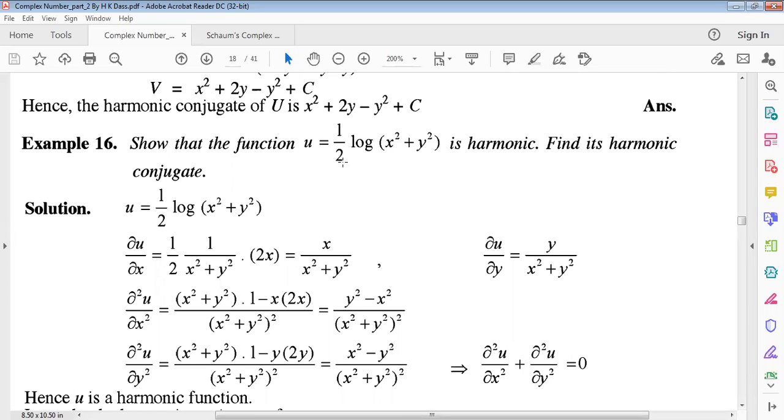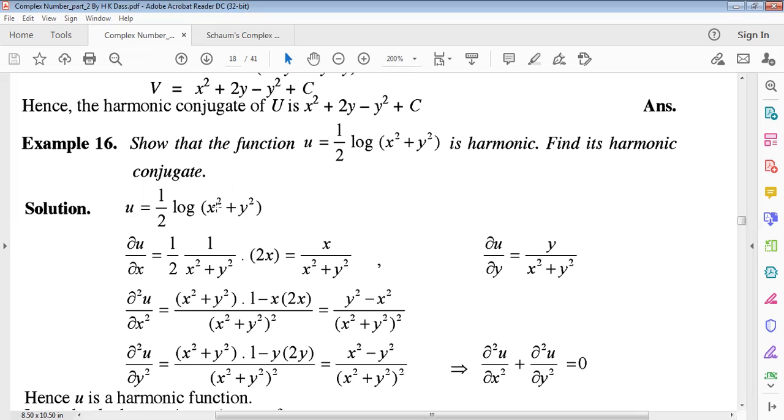Show that the function u equals half log x square plus y square is harmonic. Find its harmonic conjugate also. So let u equal half log x square plus y square. This is given. So del u del x, what will be? Half into the log formula, 1 by x square plus y square.